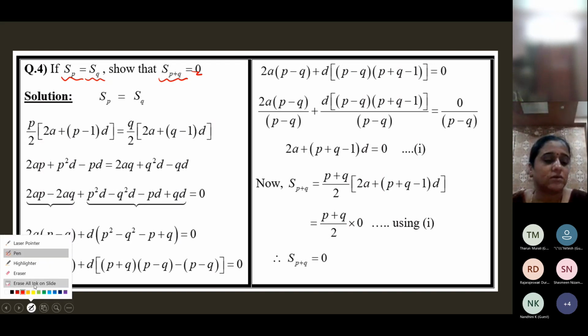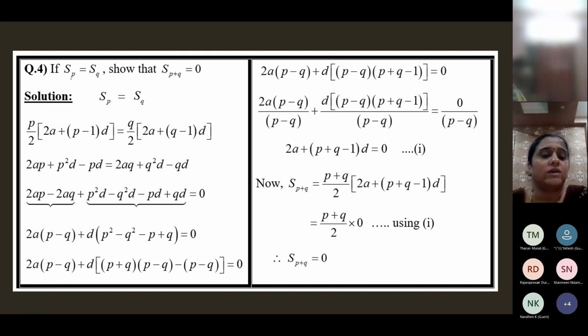Okay. So again, we'll start with the equation or the condition given to us. We are given that SP, sum to P terms, is equal to sum to Q terms. That is given to us. And now we'll expand using the formula. So Sn is n by 2 of 2a plus n minus 1 into d. So SP will be p by 2 of 2a plus p minus 1 into d. Instead of n, it is p.